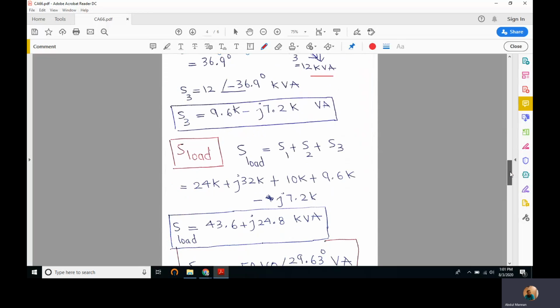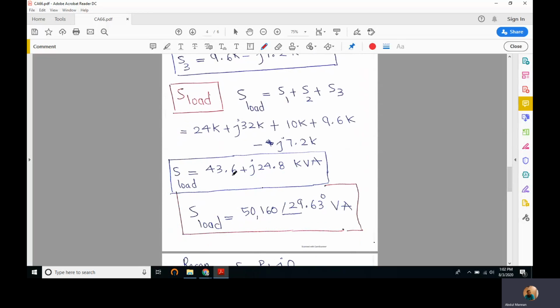Finally, we know that S load would be the sum of the S of the three individual loads connected in parallel. So we have also written S1, S2 and S3 in terms of their rectangular representation. So that's easier to add because we can add real part in real and imaginary in imaginary. Or we can convert this number to polar form. It comes out to be this much.